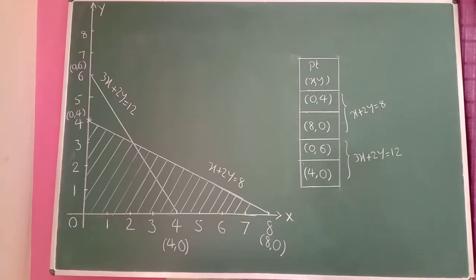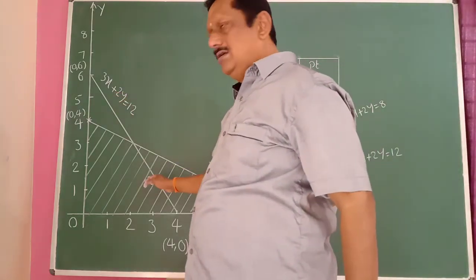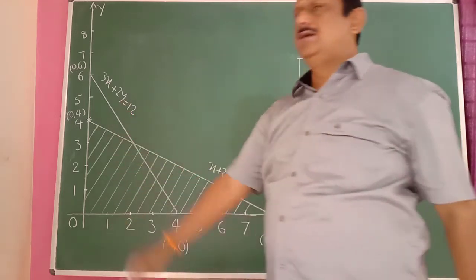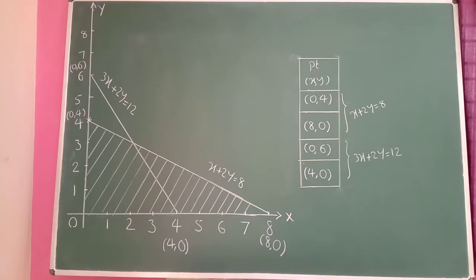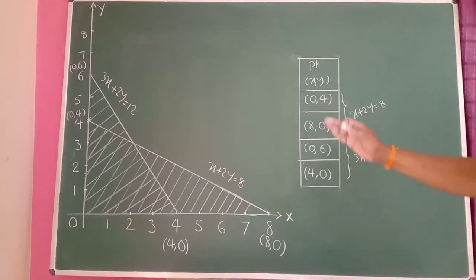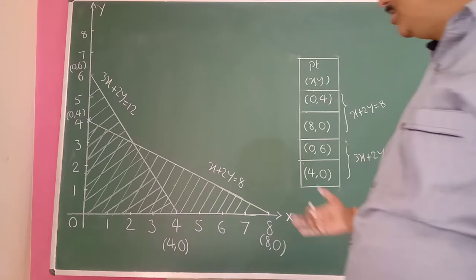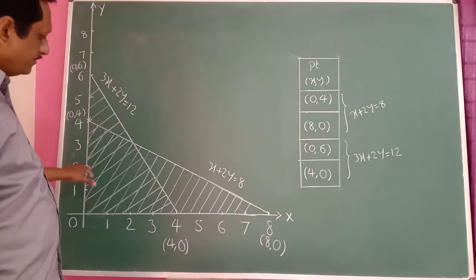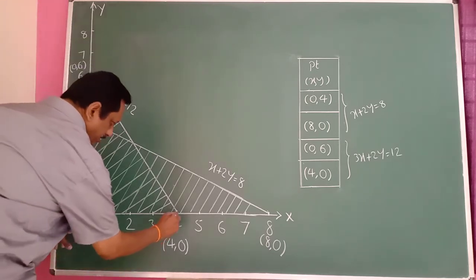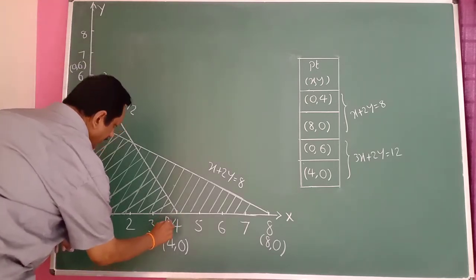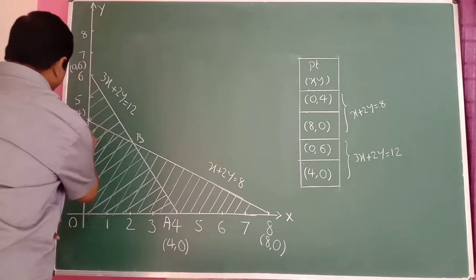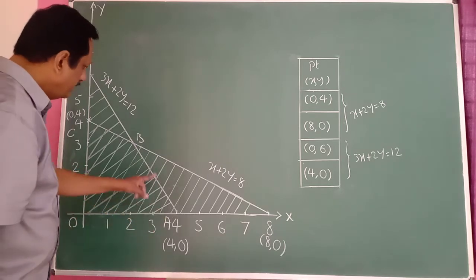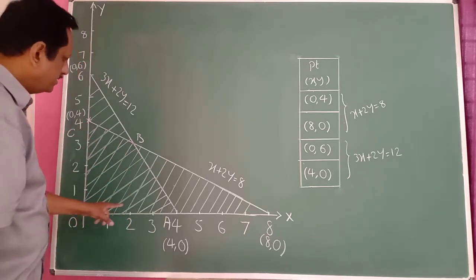Okay, then if you take this line here, even here also less than type inequality. Again, shading is below the line. So both shadings are below the line only. Both shadings meet at this region here. So this is called a feasible region. This is the origin here. Take this point as A, this point as B, and this point as C. So O, A, B, C. This is the feasible region here.